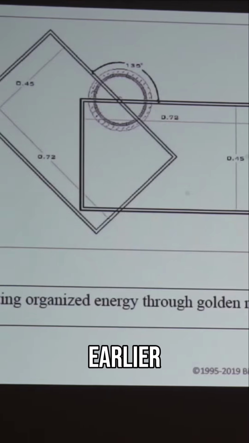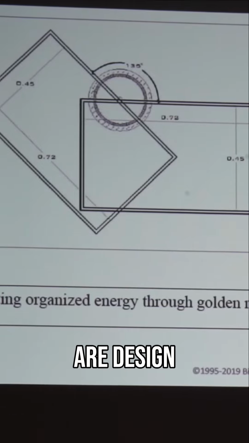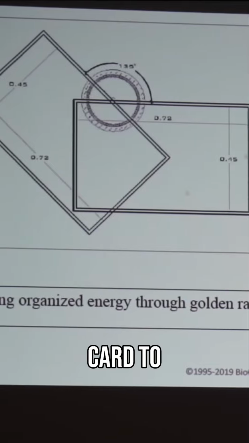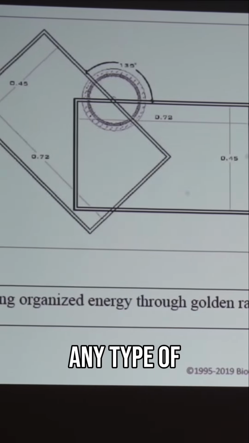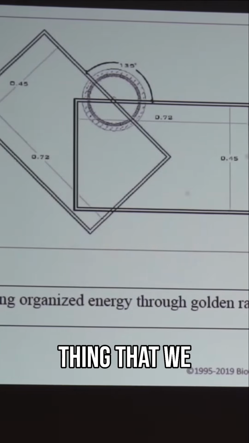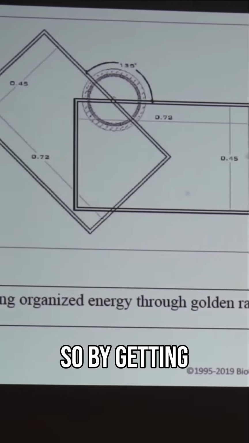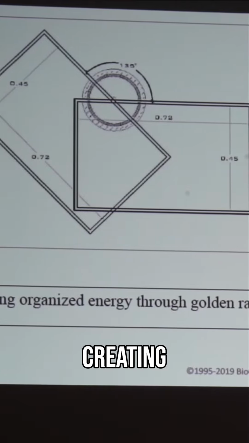I didn't describe earlier that a major part of the foundation training that we then take further in the advanced training are design methods. How you can design anything from a business card to interior design, to architectural design, to landscape design, any type of design you can apply biogeometrical concepts to, and that's a major thing that we teach in the courses. So by getting the right shapes and putting them in the correct form, you can start creating particular grids of vibrational information.